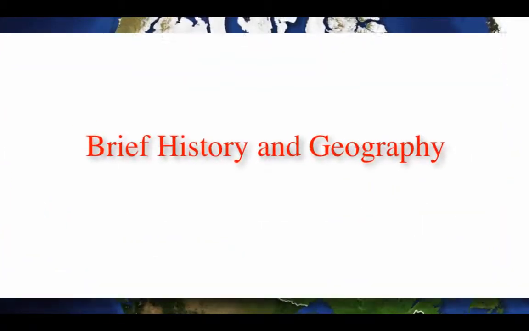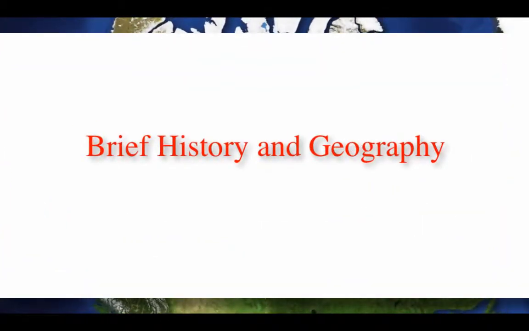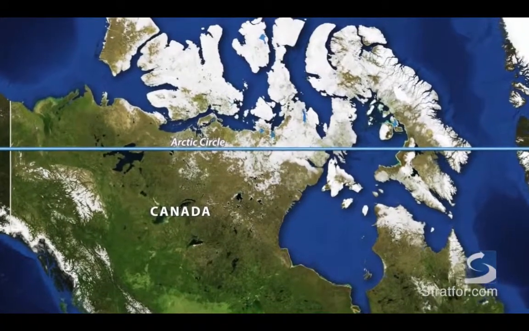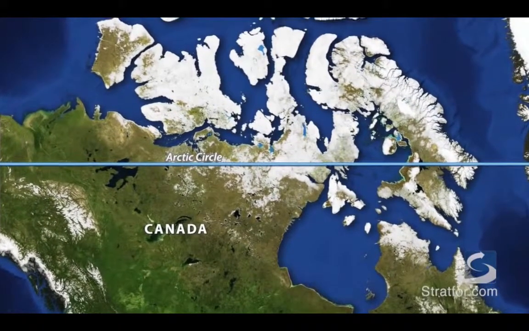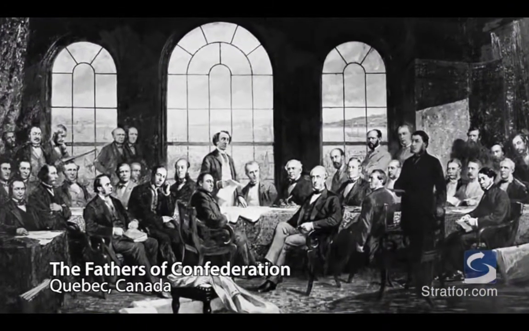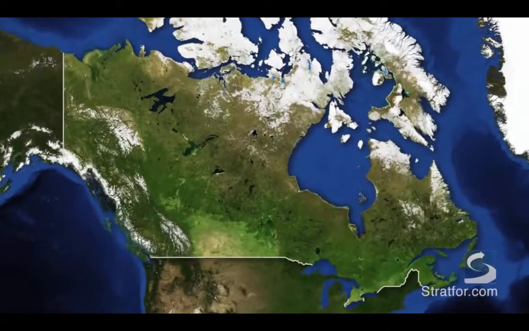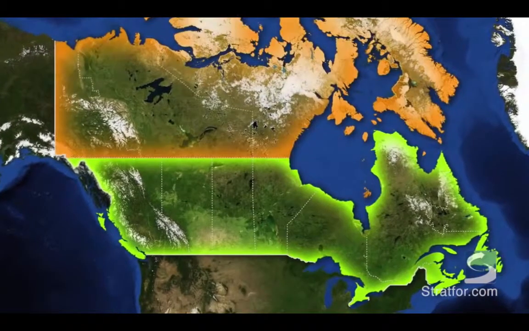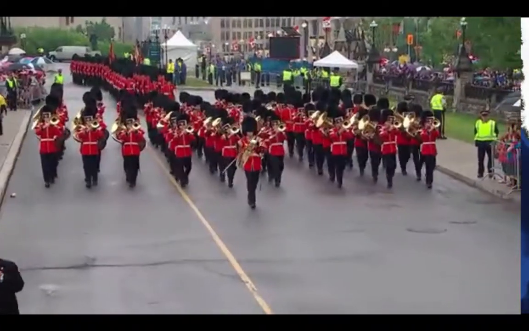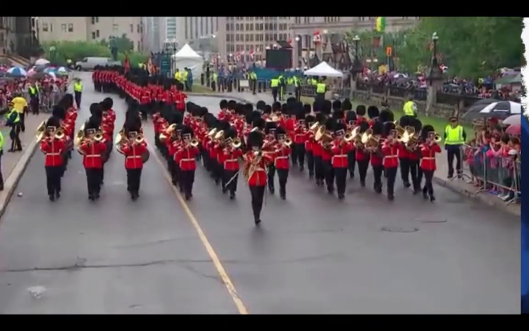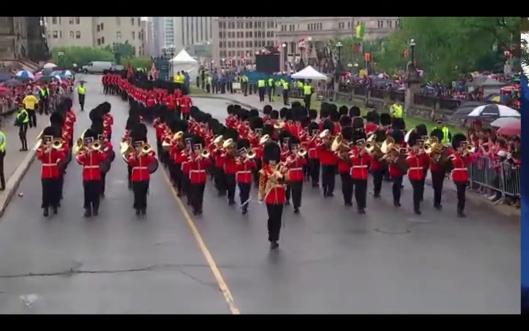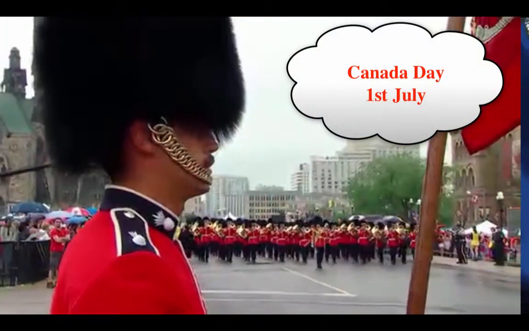First, let's discuss a brief history and geography of Canada. Canada was first explored by the French in 1534 and later explored by the English in 1583. After several years, Canada was united in 1840 and became the province of Canada. It gained its self-governing entity from the British government in July 1867, which is also known as Canada Day.